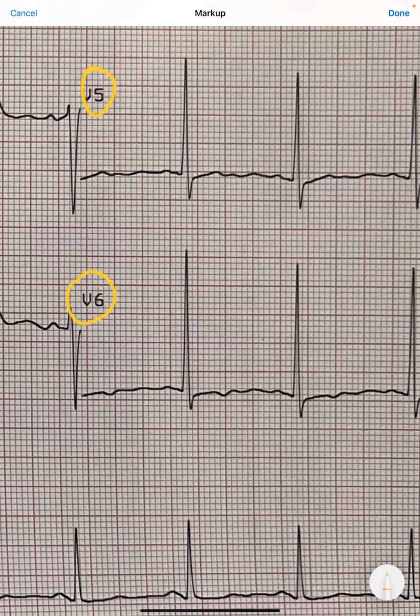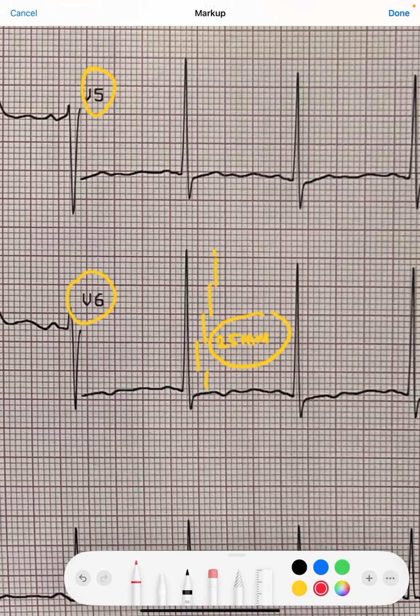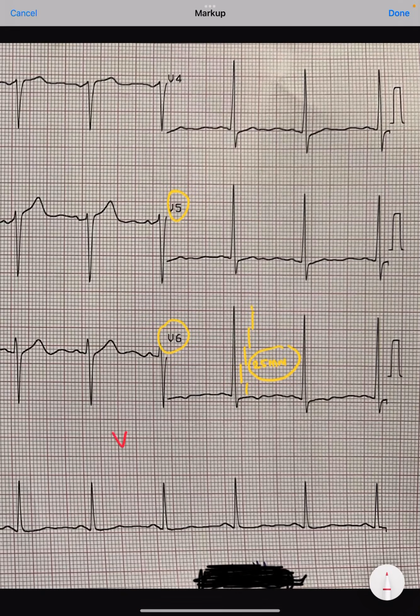When we look at leads V5 and V6, what we can notice is the R wave tallness. We can simply calculate the R wave tallness, which is 5 small boxes, 10, 15, 20, and around 21, and here around 3 to 4. So it is around 25 millimeter. If in V5 or V6 there is a 25 millimeter or taller R, it highly suggests LVH, that is left ventricular hypertrophy.